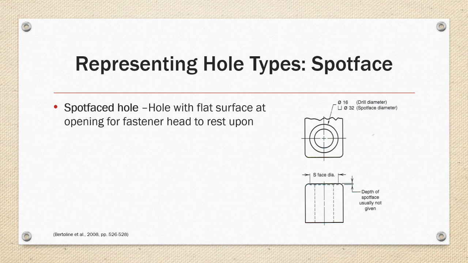The example in the image on the right is calling out a 32 millimeter diameter spot face. The profile view should detail the spot face feature using hidden lines as shown in the image.